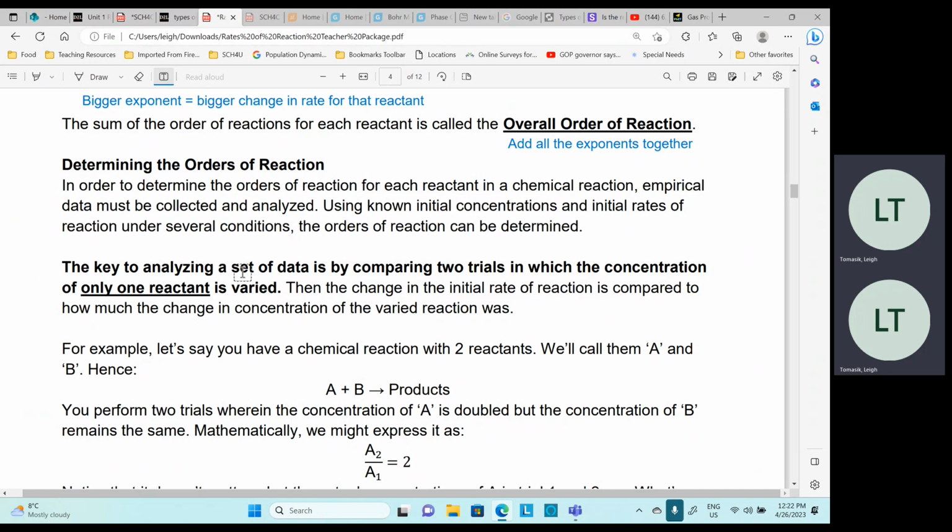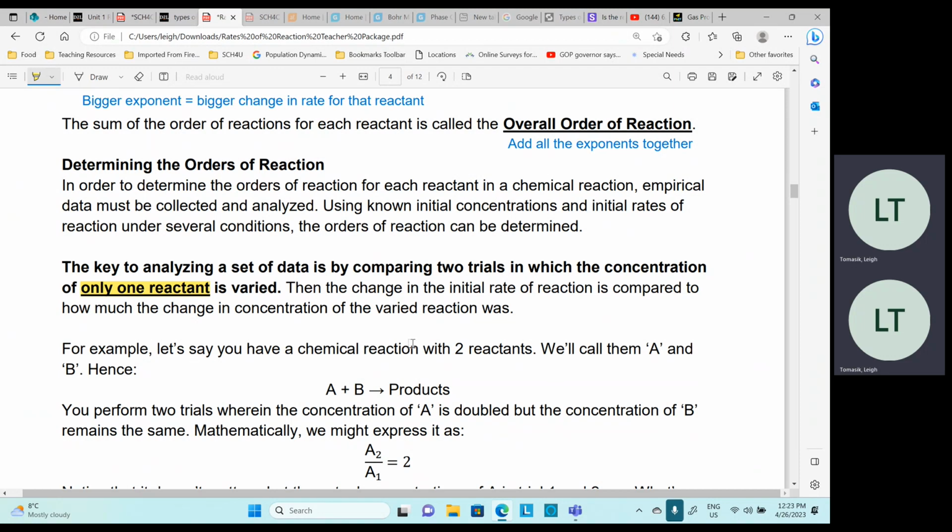The key to analyzing a set of data is comparing two trials in which the concentration of only one reactant is varied. So if we want to study Y, we have to keep X the same, right? We have to control X. We've got to make it a non-factor. If we keep it the same in two trials, it's a non-factor. We know that however much the rate changed, it was only due to Y because X was the same.